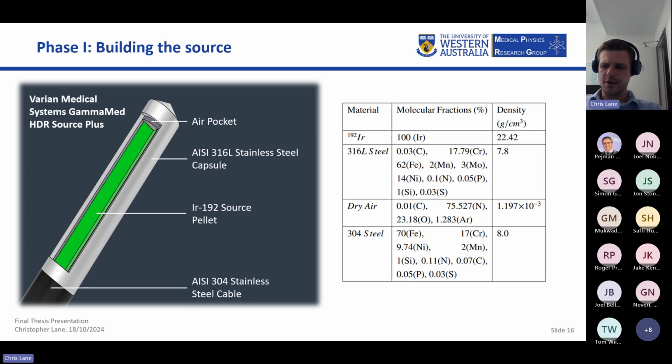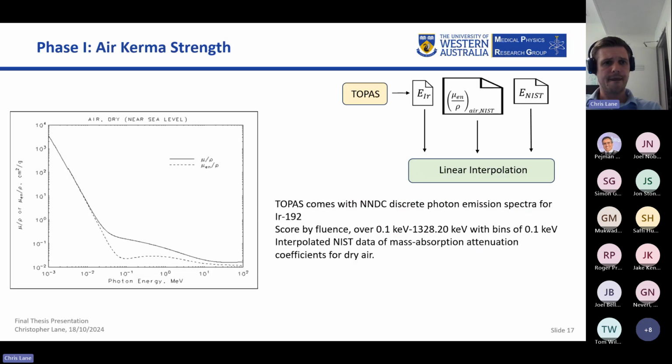The only thing you need to do whenever you're creating any geometry in TOPAS is ensure that you have included any material, and to do that, you just need to give it the molecular fractions of any elements that it's composed of and the density of it. I was able to obtain that information online and use that to fully create the source.